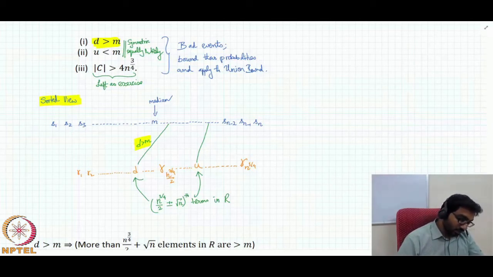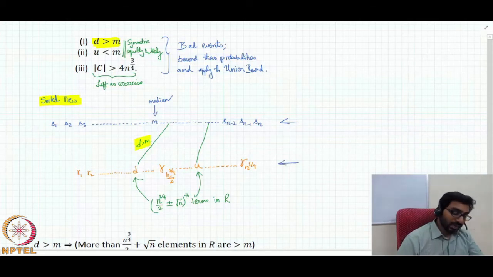Recall that we have the sorted view of S over here, and this is the sampled set R. We take the median in the set R, walk square root of n steps to the left, we find D, and unfortunately D happens to be larger than M. So this is the way in which this bad event occurs.